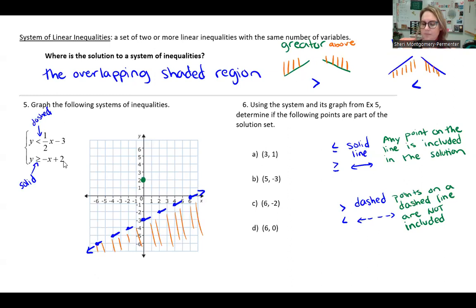Good question. So -x is the same thing as -1x, and any number you can put over 1. So it's like down 1 over 1. So we go down 1 over 1, down 1 over 1, and we keep going. This one's going to be a solid line.